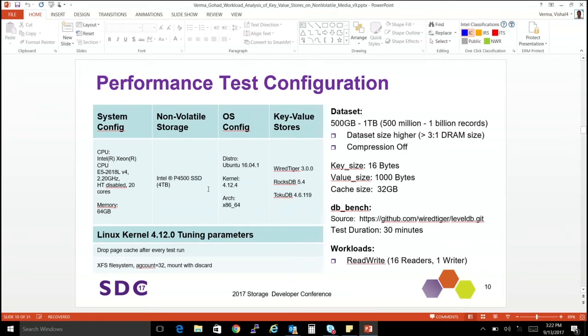So we ran 30-minute tests to see how the performance behaves. One of the workloads we have seen a lot in key-value stores and in db_bench is ReadWrite. It's a typical workload which involves a single writer thread, and there are n number of readers which are doing point queries to the database.